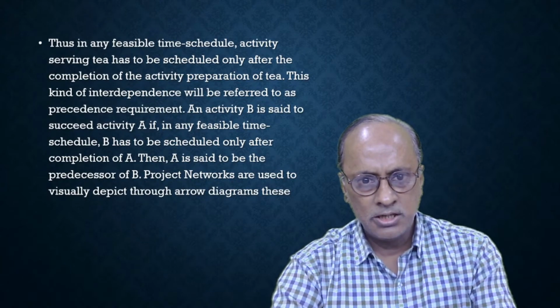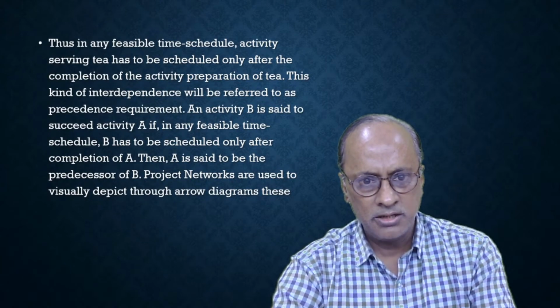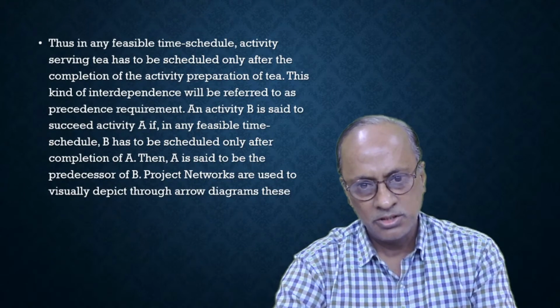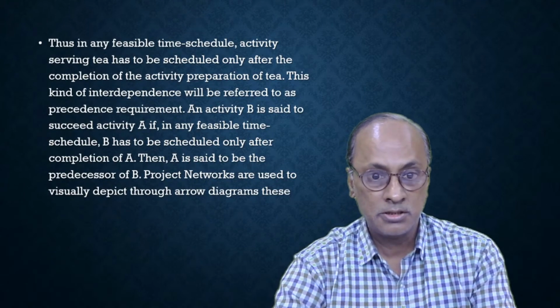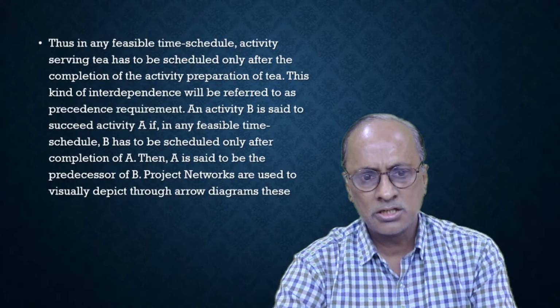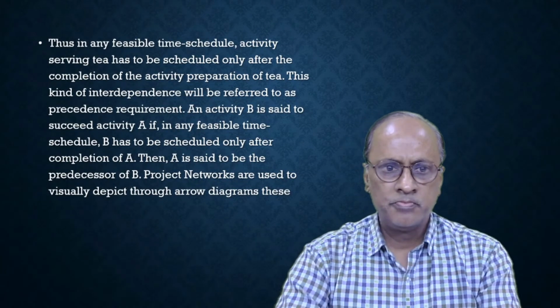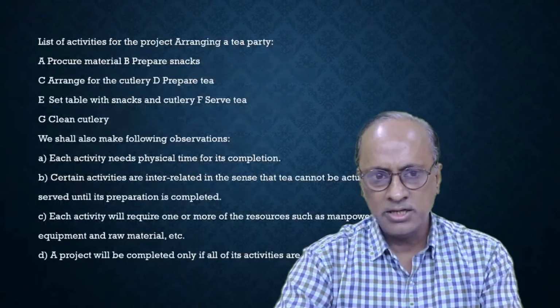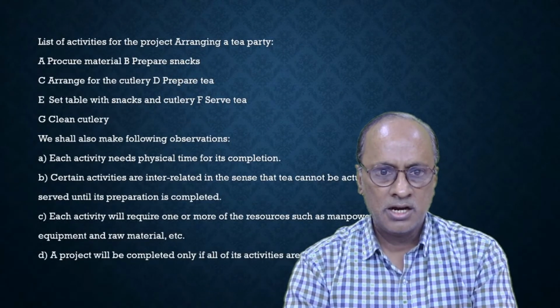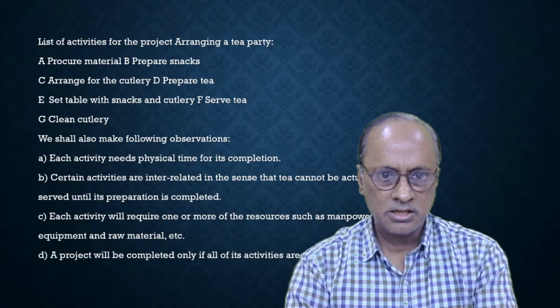Suppose I have given an example here: B is said to succeed activity A. That means B can only start, B has to be scheduled, only after the completion of A. So A is said to be the predecessor of B, and B is called the successor of A.